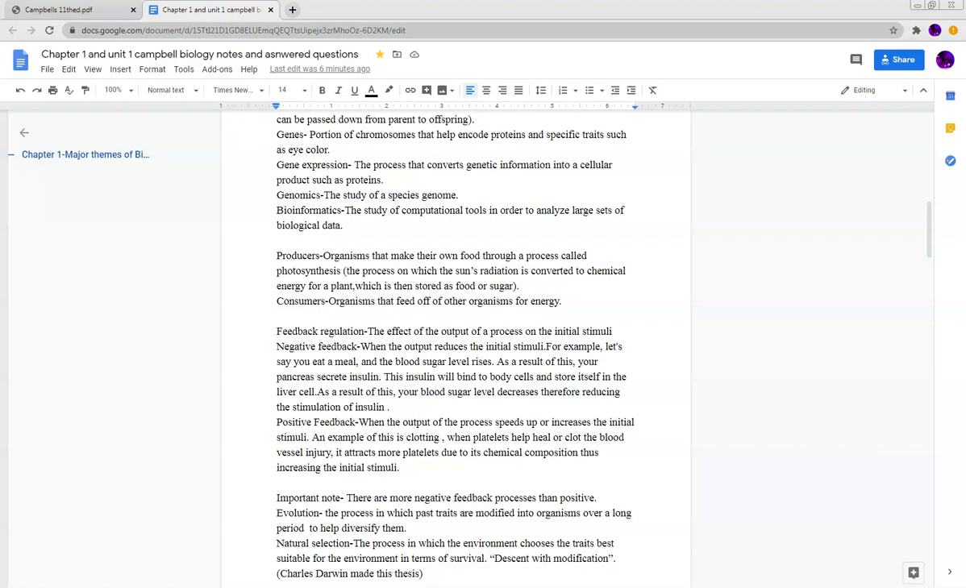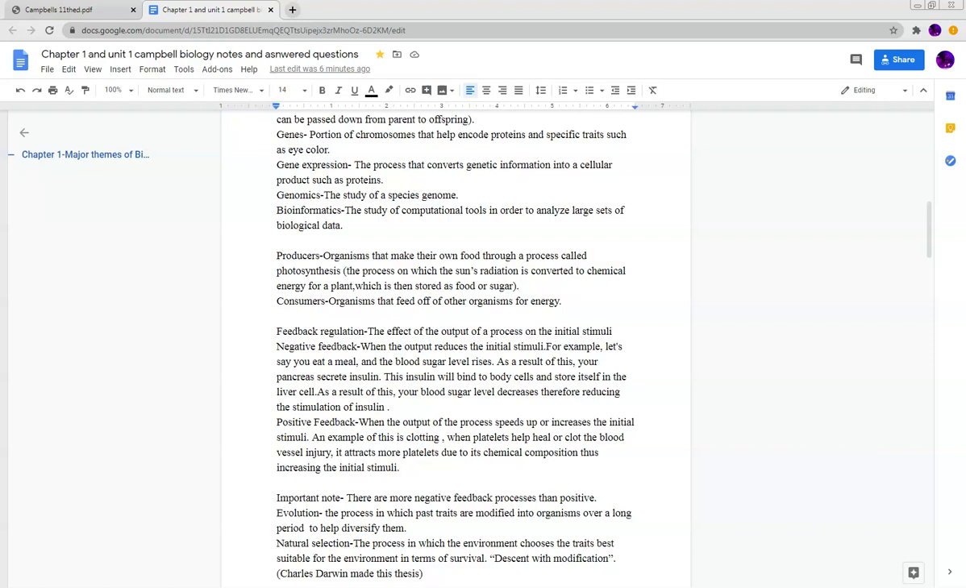I'll use two examples. I should have put sweating as an example. That's one of the most common ones. But I'll start off with the one that I typed up. This is the example that they use in the textbook. Let's say you eat food, right? When you eat food, let's say your blood sugar level rises.